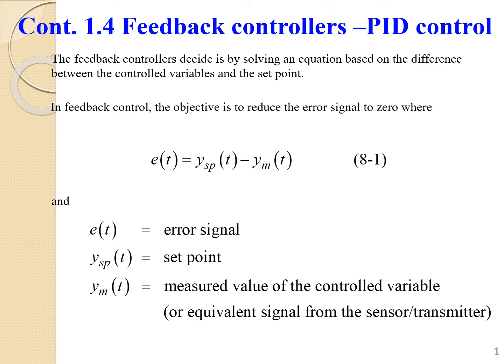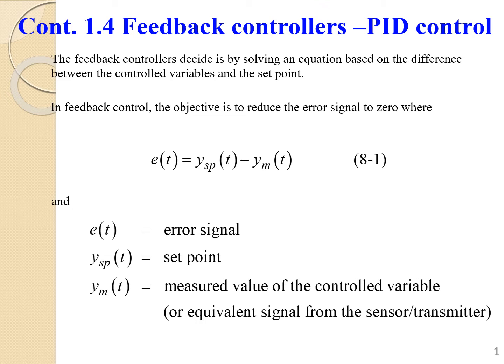So for the continuation from the PID control that I taught in video 1.4, feedback control decides by solving an equation based on the difference between the control variable and set point. So this one is clear, right? The feedback controller is used to cater to the problem whereby the control variable deviates from its set point. For feedback control, the main objective is to reduce the error signal to zero.